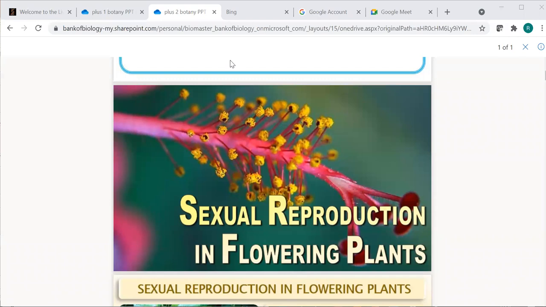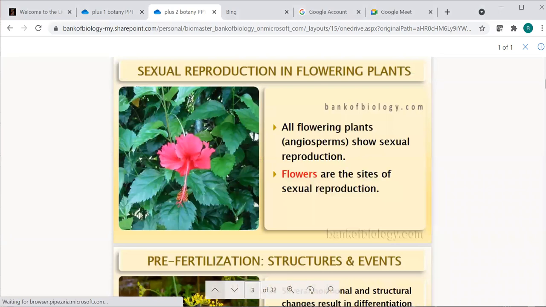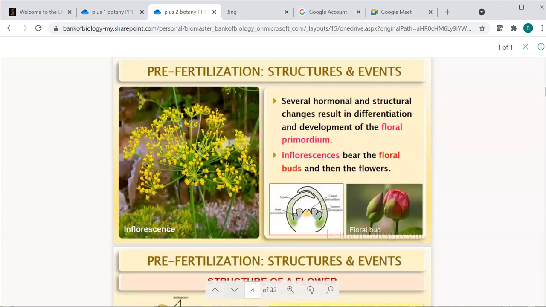Okay. So let's start with our very first chapter in botany, that is sexual reproduction in flowering plants. Hope you all can see the screen and my voice is audible. So all flowering plants show sexual reproduction. Flowers are the sites of sexual reproduction, isn't it? Have you studied this in the 11th standard?